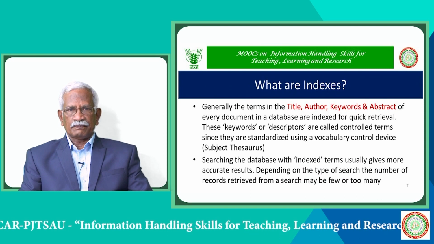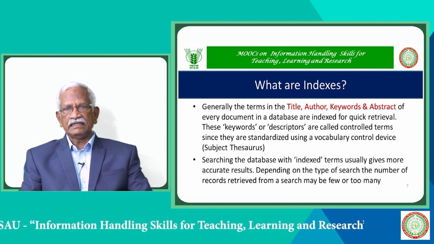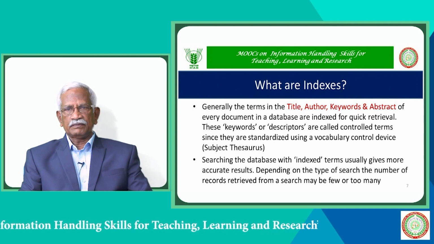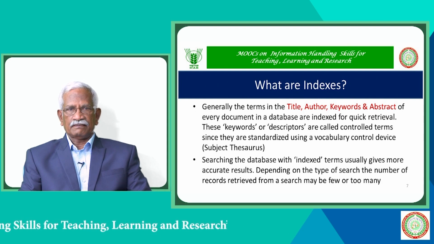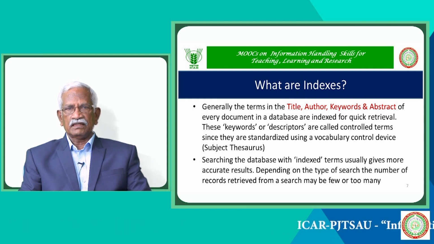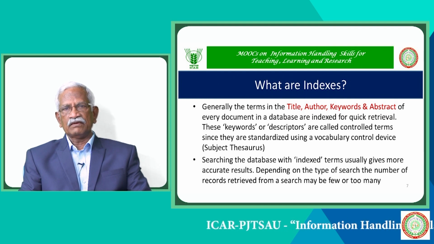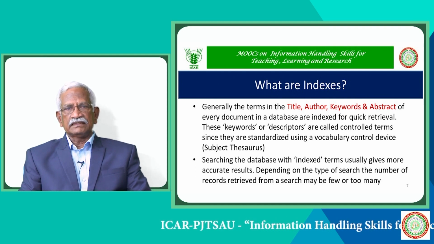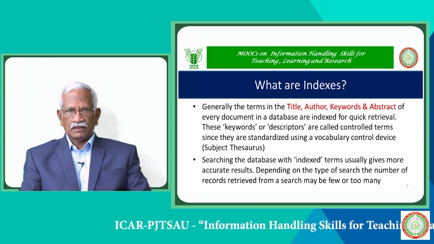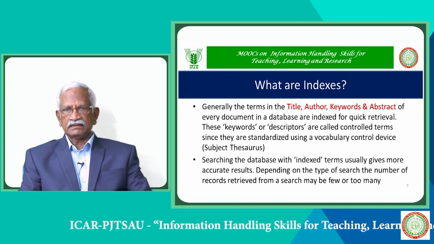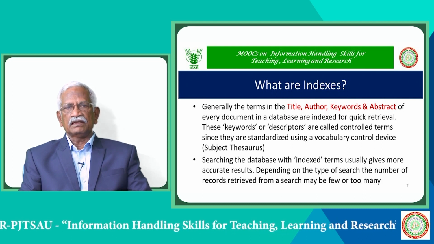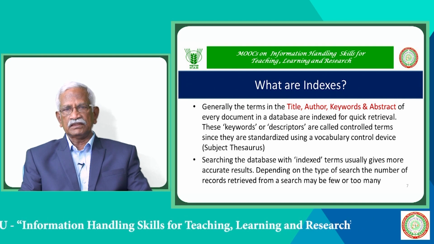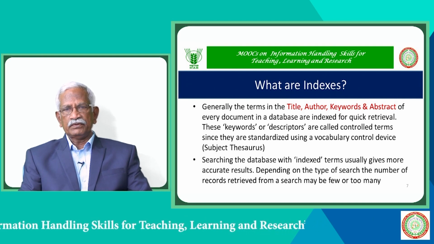What are the indexes? Generally, the terms in the title, author, keywords and abstract of every document in a database are indexed for quick retrieval. These keywords or descriptors are called control terms, since they are standardized using a vocabulary control device that is nothing but a subject thesaurus. Searching the database with index terms usually gives more accurate results. Depending on the type of search, the number of records retrieved from a search may vary. They can be few or too many.